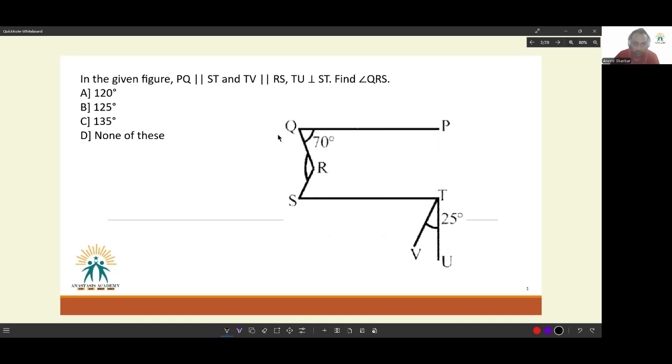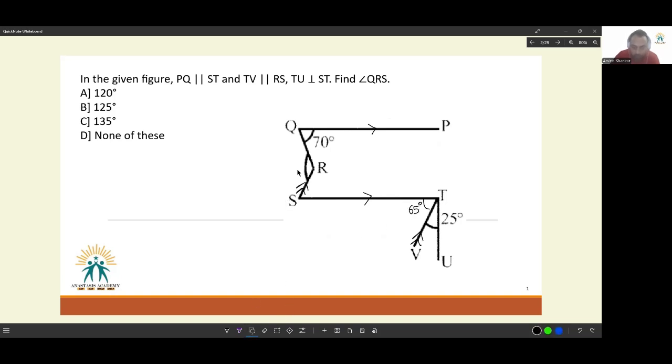In the given figure, PQ is parallel to ST. This line is parallel to this line, and TV is parallel to RS. This line is parallel to this line, and TU is perpendicular to ST. So if TU is perpendicular to ST, this is 65, this 25, this will be 65.